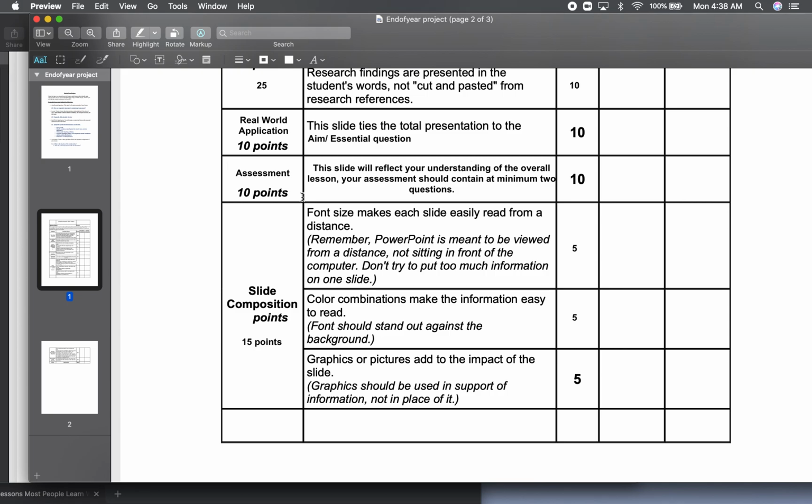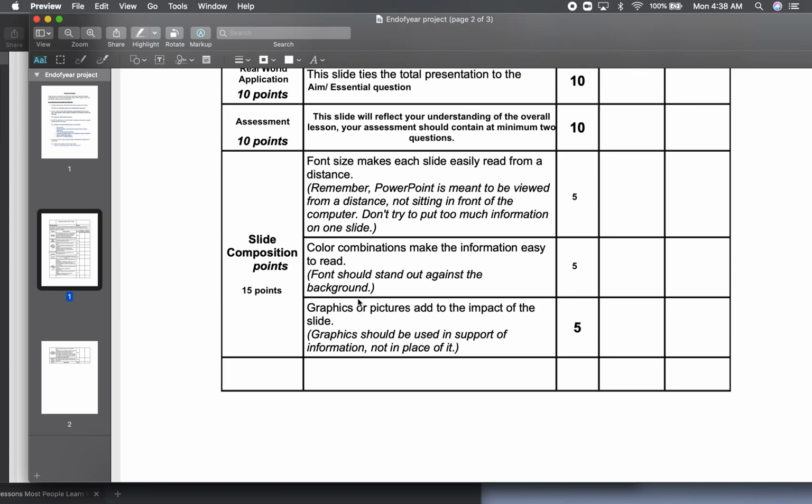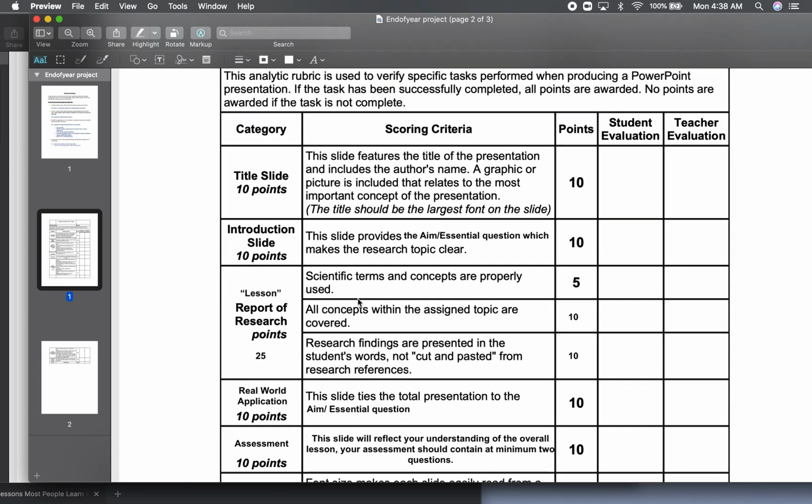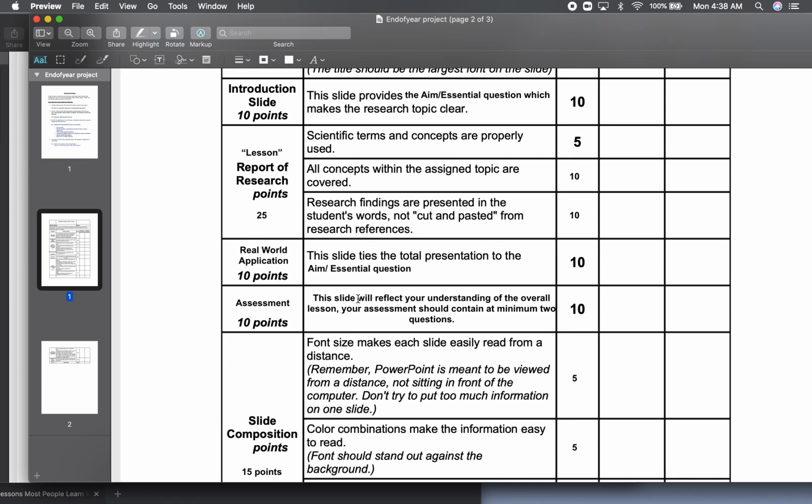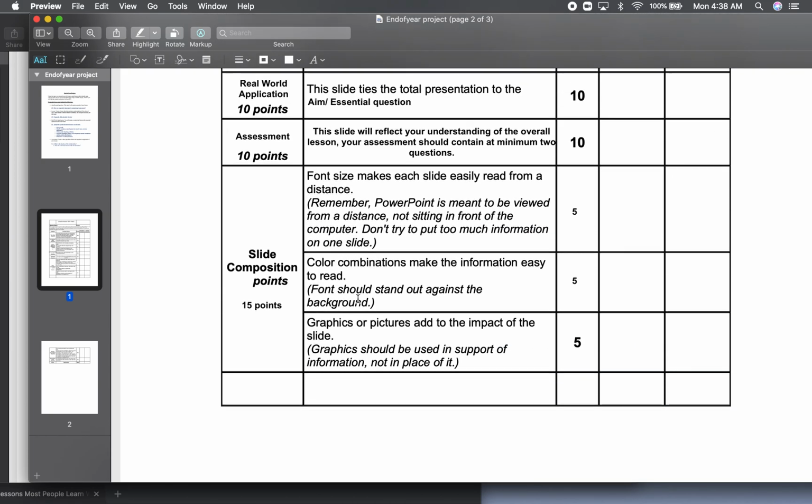This slide will reflect your understanding of the overall lesson, and your assessment should contain at minimum, okay, so that means at least 2 questions. In my example, I had 2 questions. We want you to use at least 2, but you're not limited to that. Okay, so that's the bulk of your grade in terms of what we're looking for or what's needed, okay?